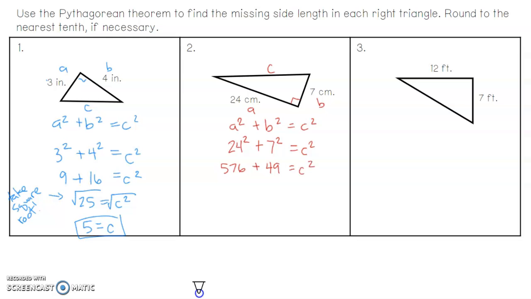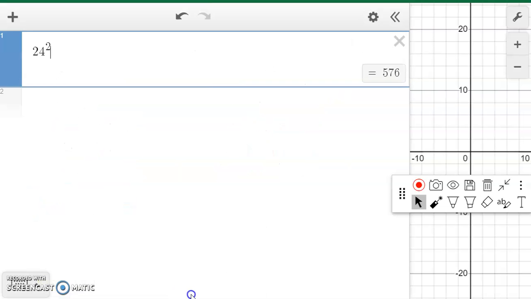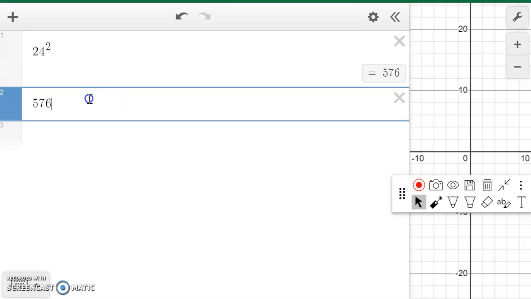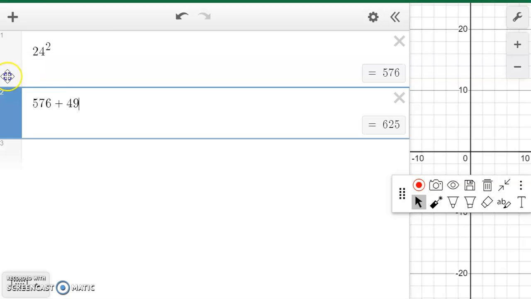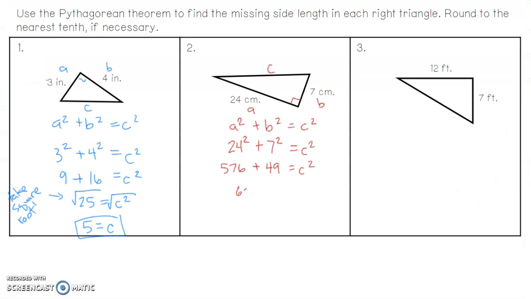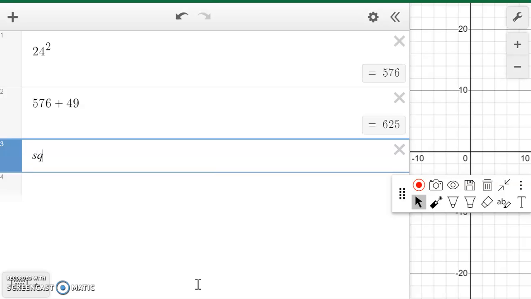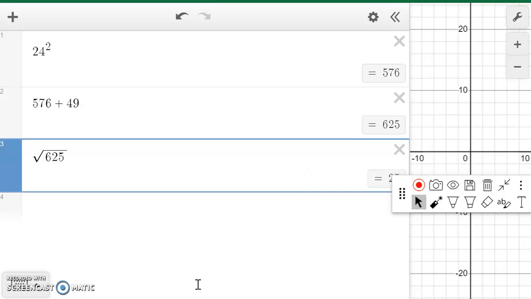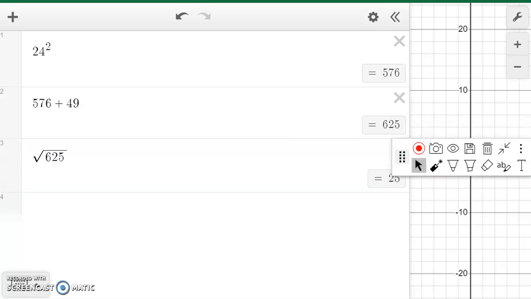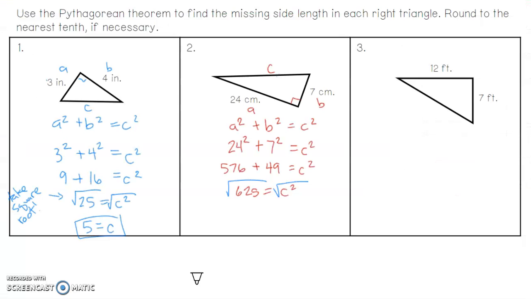Should equal C squared. It's important to keep that square there. So 576 plus 49, that's 625. That is C squared, but remember the last thing, because I don't want C squared, I just want C. So we square root that and find out what our answer is. If I square root, then I get 25. Okay, so 25 is my missing side length. Over and over, that's what the pattern is.